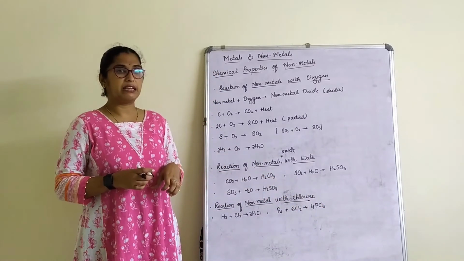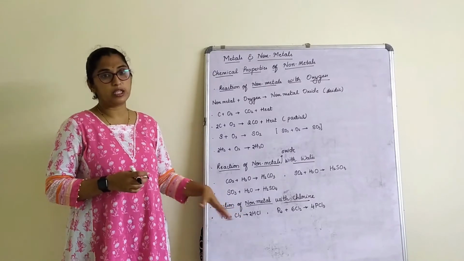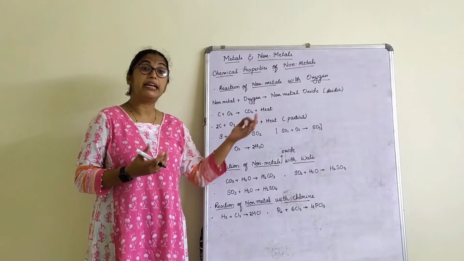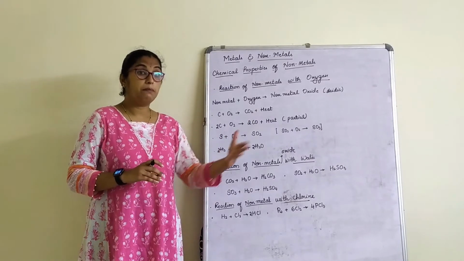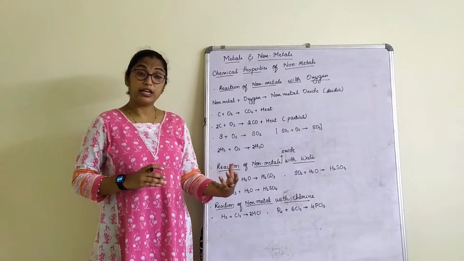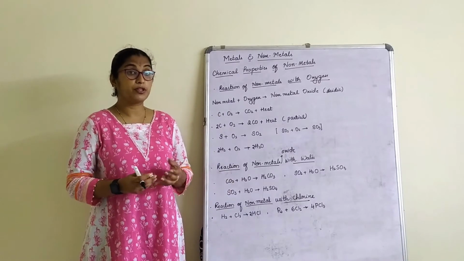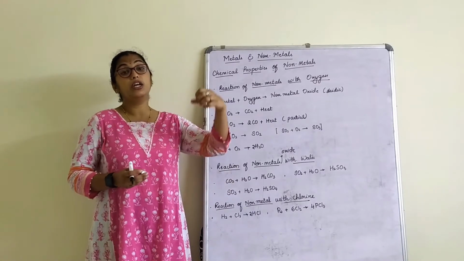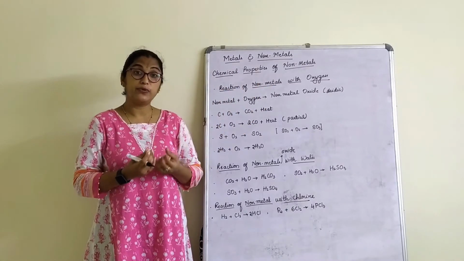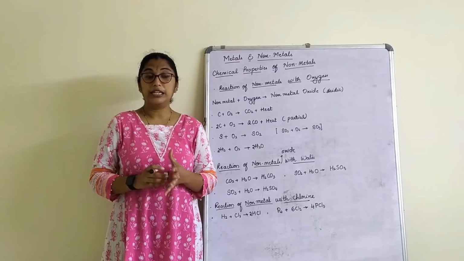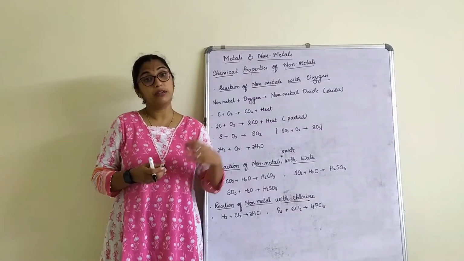So these are the basic reactions when a non-metal reacts with these things. Nothing much to understand in detail, as we understood in the metals part. The next reaction is about a non-metal reacting with a metal. So what happens when a metal and a non-metal react with each other? They form an ionic compound. Now, what is this ionic compound? We will see that.